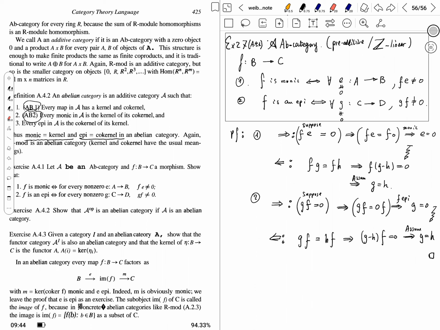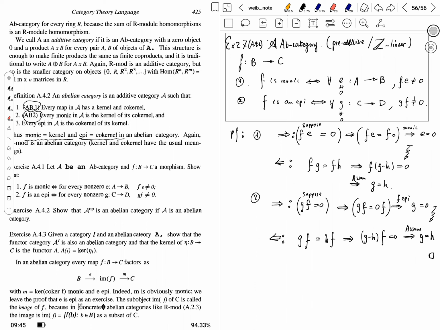because a monic is a kernel of its cokernel. Conversely, every kernel of a cokernel is a monic morphism, and so monic is equivalent to being a kernel. And the same for epimorphism.